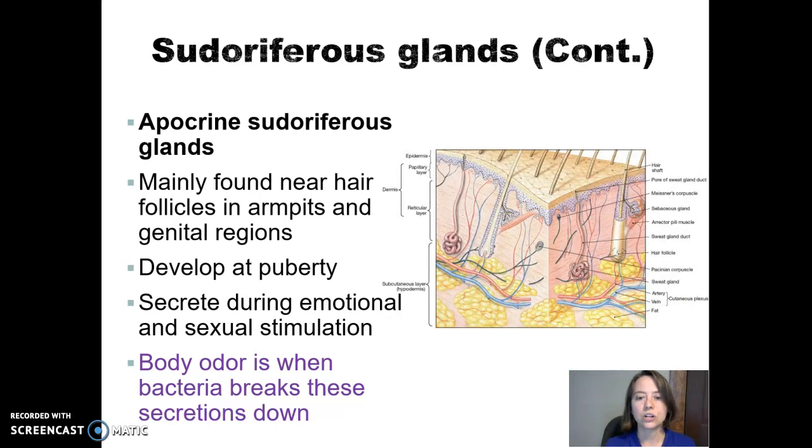So looking at a picture, we know our sudoriferous glands and our sebaceous glands are in the dermis layer. Here is a sudoriferous gland, an eccrine sudoriferous gland, and an apocrine sudoriferous gland would look very similar. And again, our sebaceous gland.